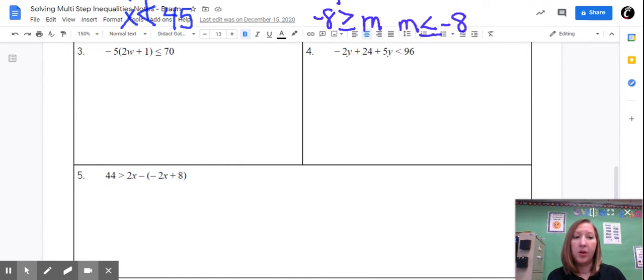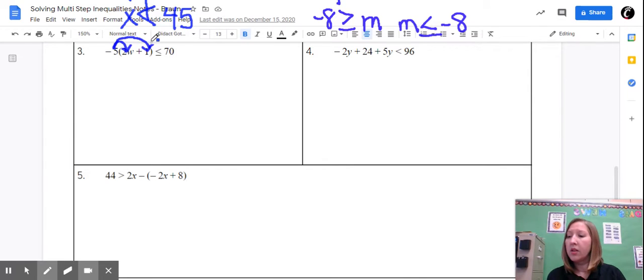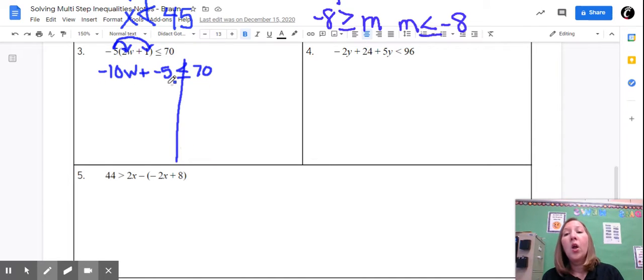This time in number 3, we do have a set of parentheses, which tells me that I am going to use the distributive property. So I'm going to distribute my negative 5 to both terms in my parentheses. So when I do this, negative 5 times 2w is going to give me negative 10w plus negative 5 times 1 is going to be negative 5 is less than or equal to 70. All right, so now again, I'm going to just go ahead and draw my line. We are going to start getting rid of our numbers so we can isolate our variable. So I want to get rid of this negative 5.